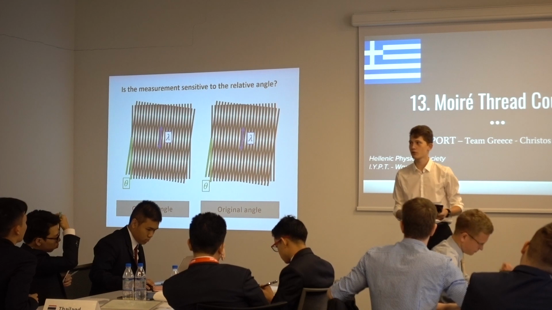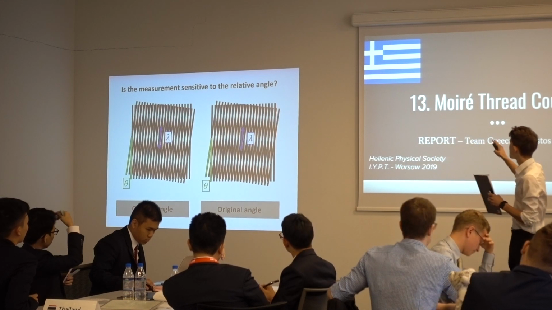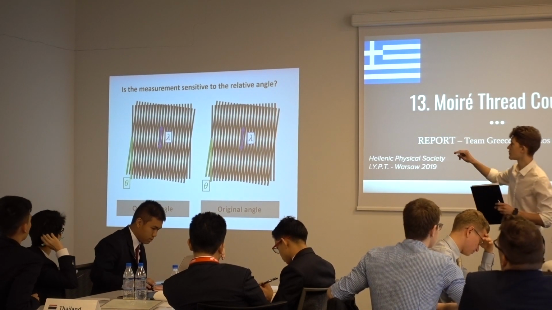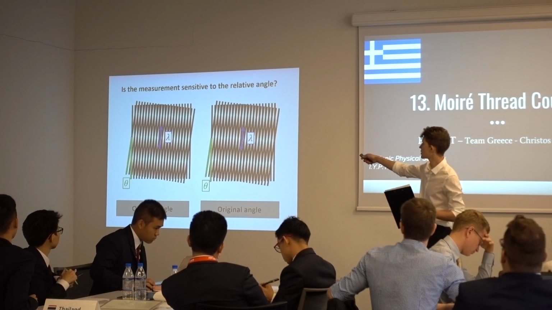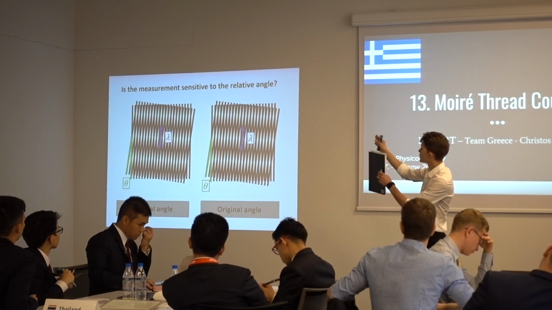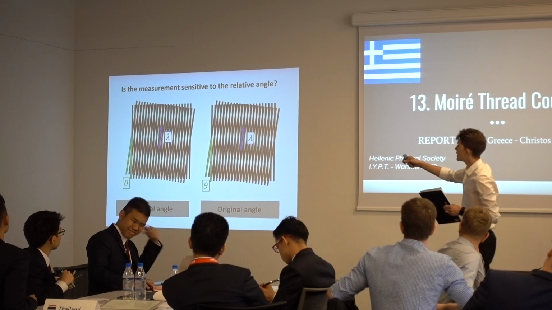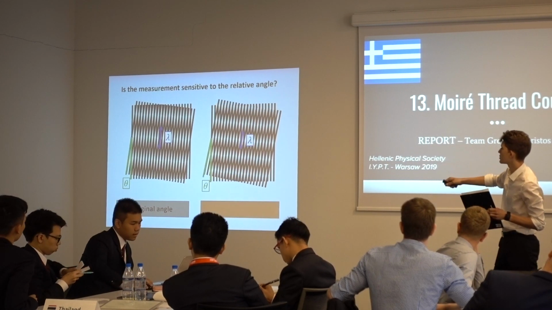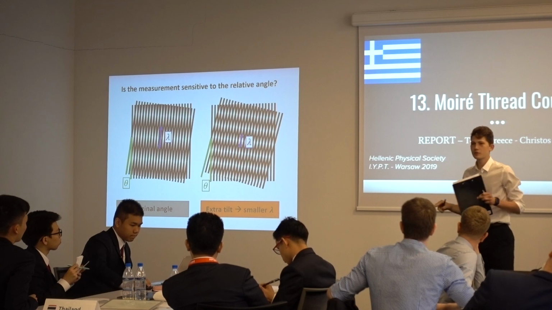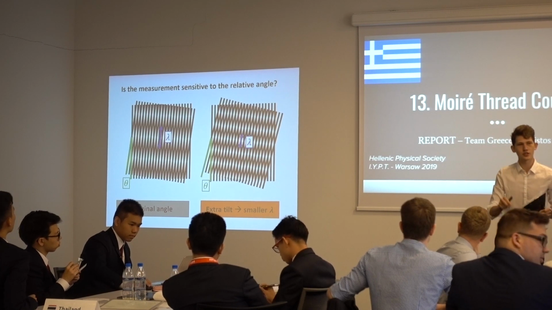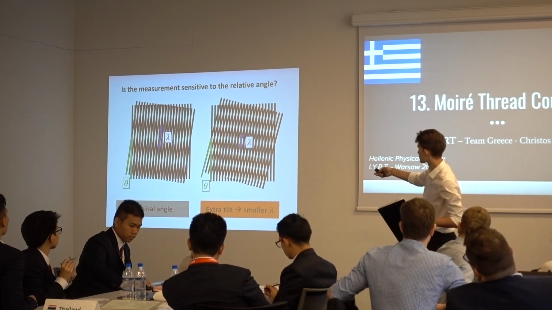Also, as I said before, I believe that this Moire pattern is truly sensitive to the angle, because we can clearly see that when we take just some parallel lines and change the angle between these lines, the distance between Moire fringes changes a lot, clearly.